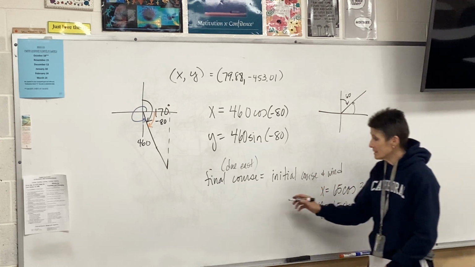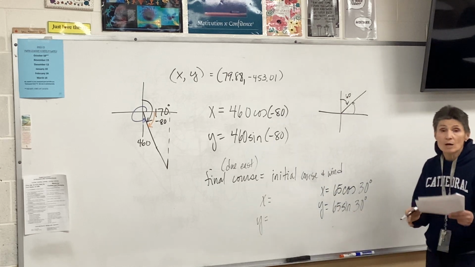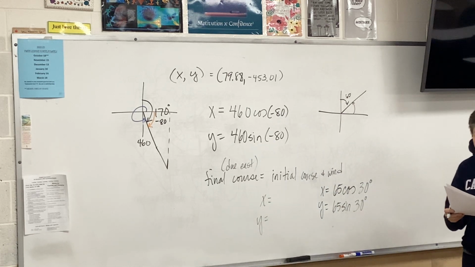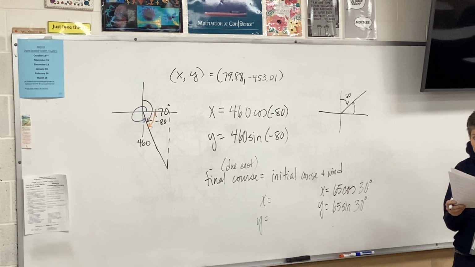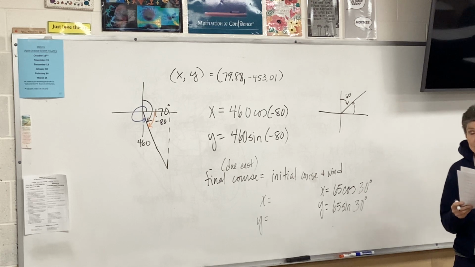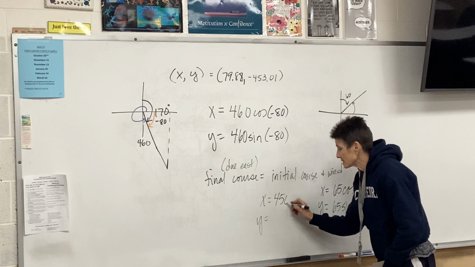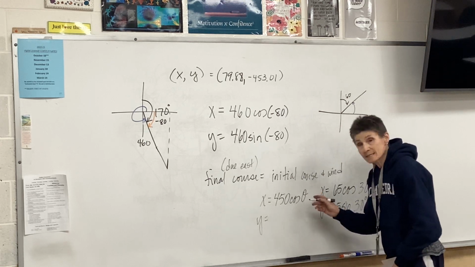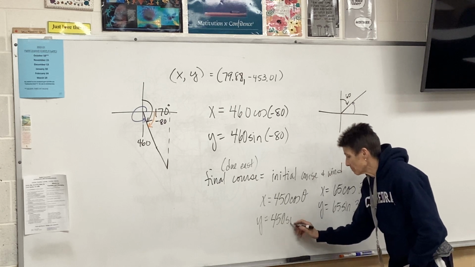Now, what about her initial course? What's the X and Y for the initial course? Well, I don't know the angle. That's what I'm trying to figure out. But I do know that her speed is 450. So her initial course is 450 cosine something and 450 sine something.